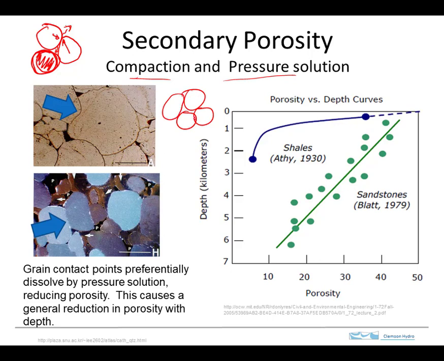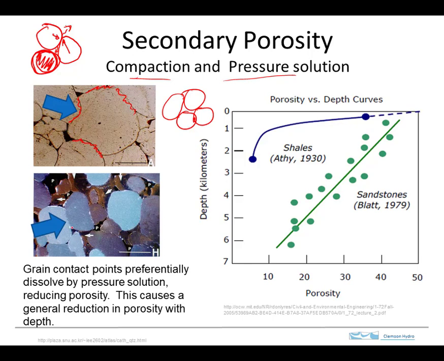So these grains are supposed to be just in contact at a point like this, and they get pushed together and they form these sutures. So you see how these grains are interlocking like that. That's because the stress has been increased. That causes dissolution. This is a process called pressure solution, and it causes the grains to come closer together. This causes the whole sediment pile to become compacted, and it causes the porosity to be reduced.